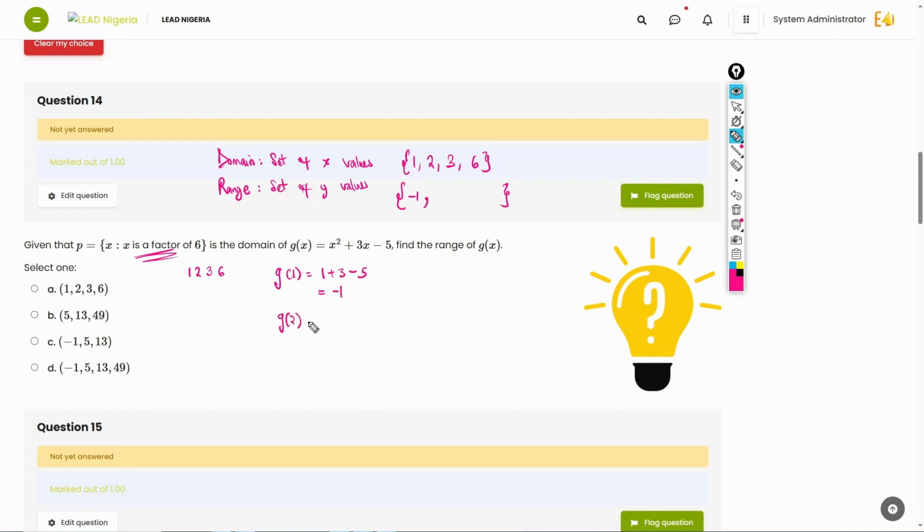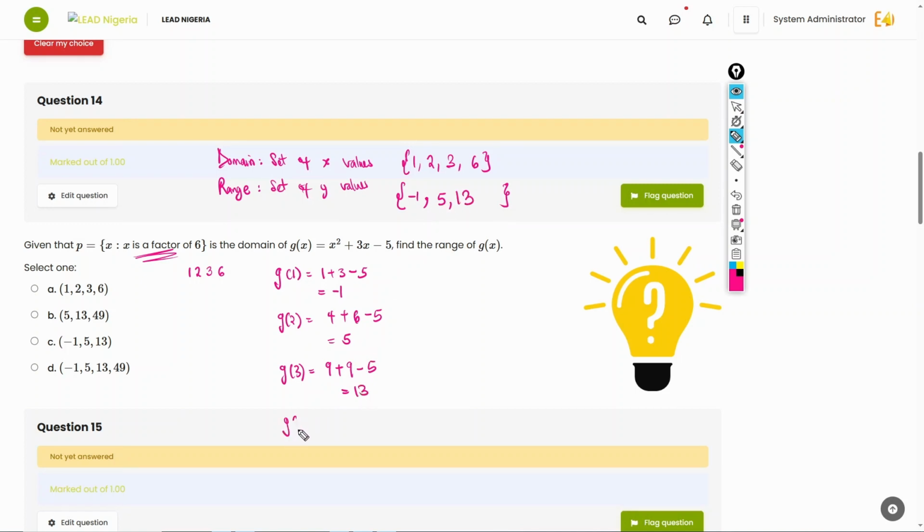G of 2 would be 4 plus 6 minus 5. That should give us 5. G of 3 would be 9. That's 3 squared, right? 9 plus 9 minus 5. That's 18 minus 5. That's 13.